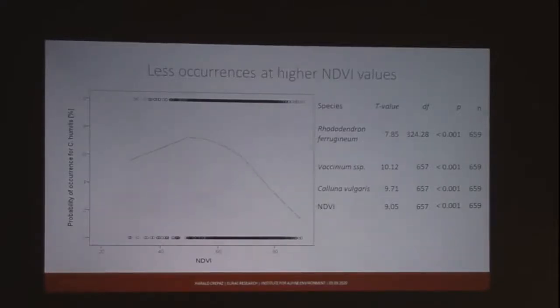And as you can see, the highest probability of occurrence for the species is between values of 0.4 and 0.5, which are medium or average to low, as values of 0.2 are like bare rock, and 0.6 and upwards are forests. And you can see that from 0.6 on, the probability to find the species is falling steeply.